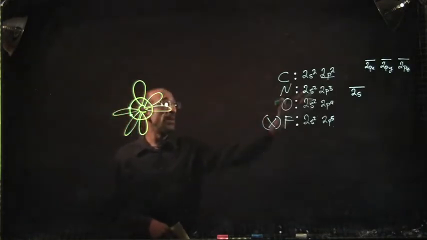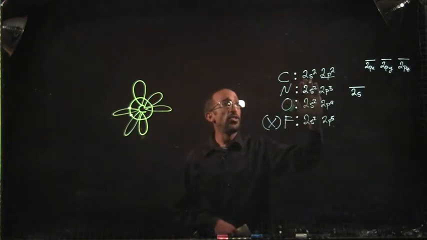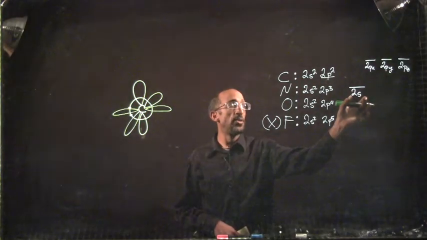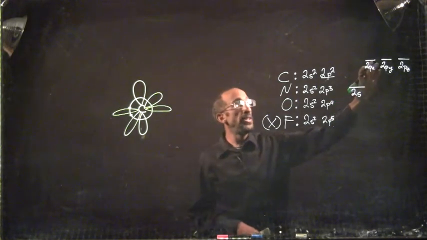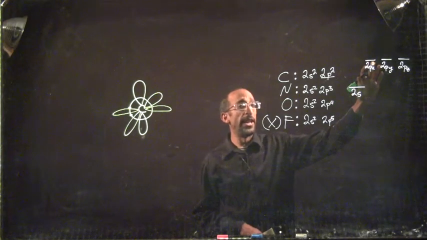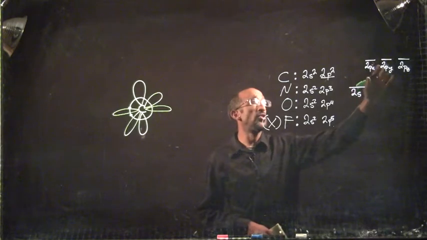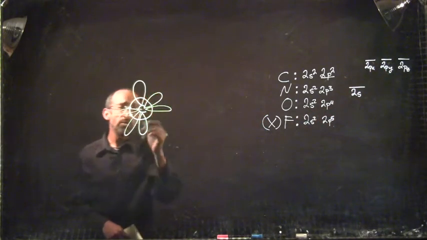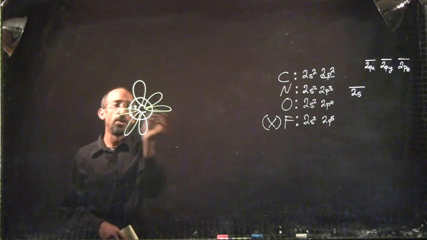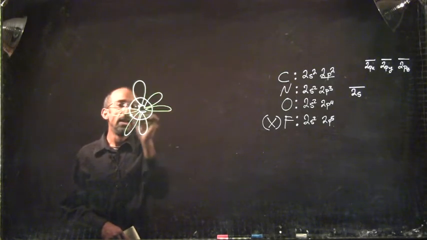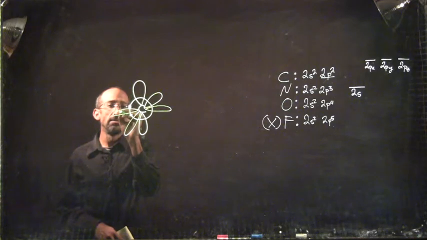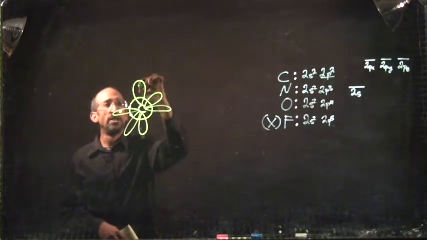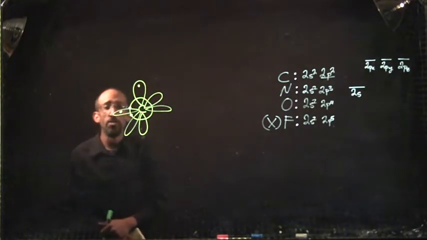Now, if we remember, carbon is 2s2, 2p2. That means our 2s orbital has 2 electrons in it. Our 2px orbital will have 1 electron in it. And because of Hund's rule, our 2py orbital will take the other electron. So our 2px orbital, which we'll put here, has 1 electron in it. And our 2py orbital, which we'll call the vertical one, has 1 electron in it.